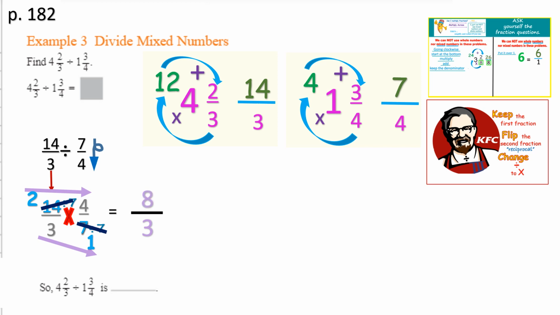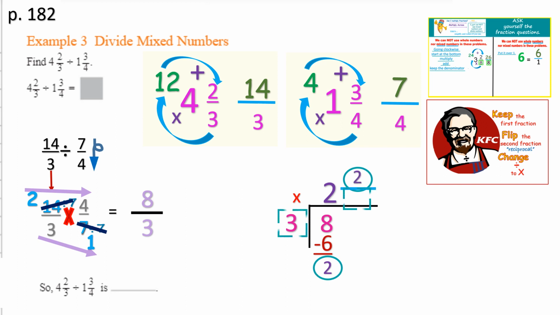3 times 1 is 3, and 2 times 4 is 8. Then I have to convert it because it's top heavy. It's an improper fraction. Top number goes inside the box. I divide by 3. 3 will go into 8 2 times because 2 times 3 is 6. I have a remainder of 2. And once again, my remainder is my numerator. My divisor is my denominator. So I end up with a final answer of 2 2/3.